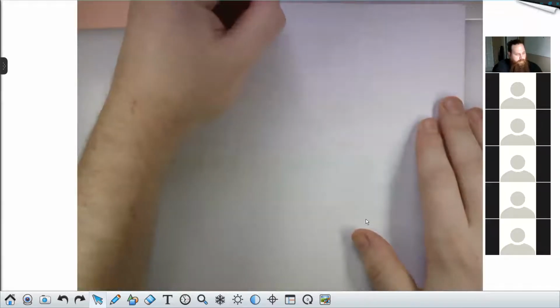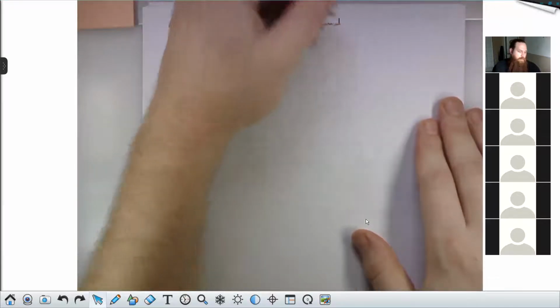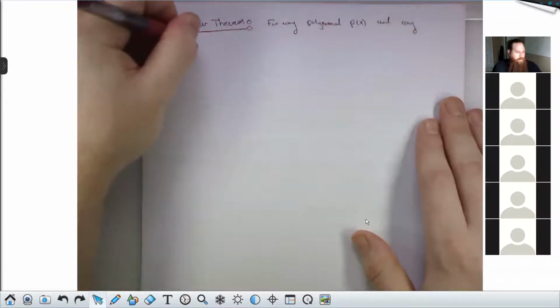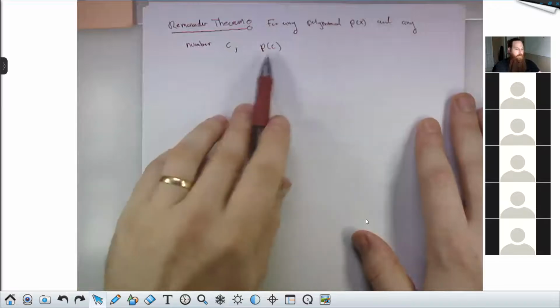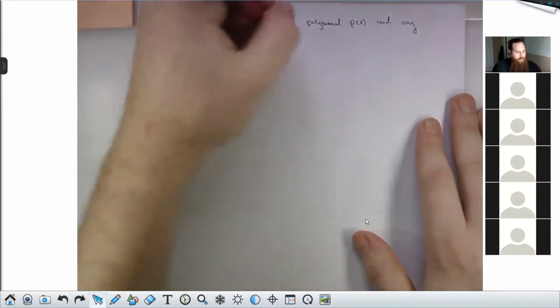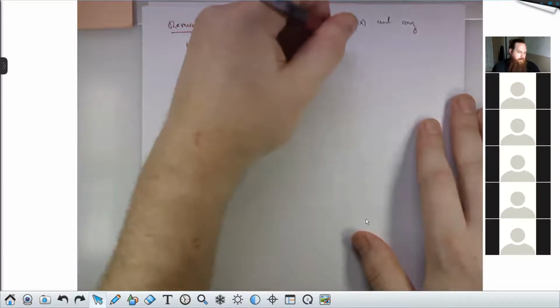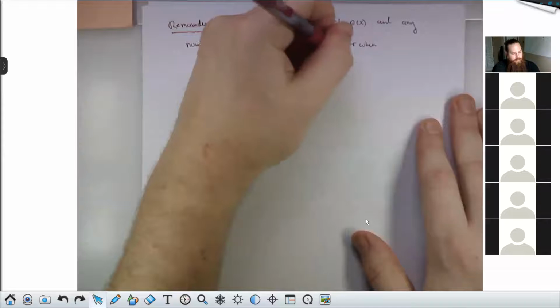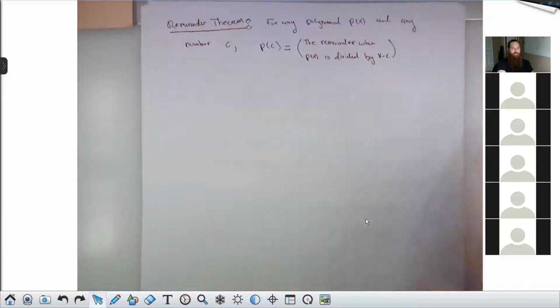The remainder theorem says that for any polynomial p of x and any number c, p of c, the thing you get out by plugging in c for x in p of x, is equal to the remainder when p of x is divided by x minus c. This is super duper cool.